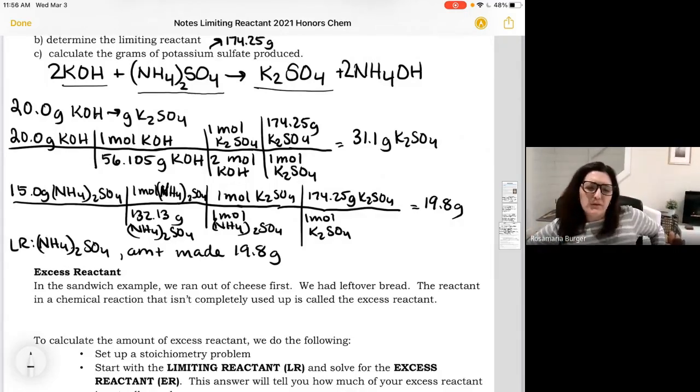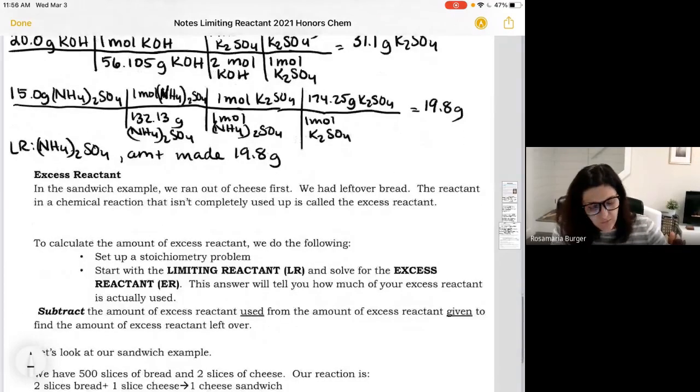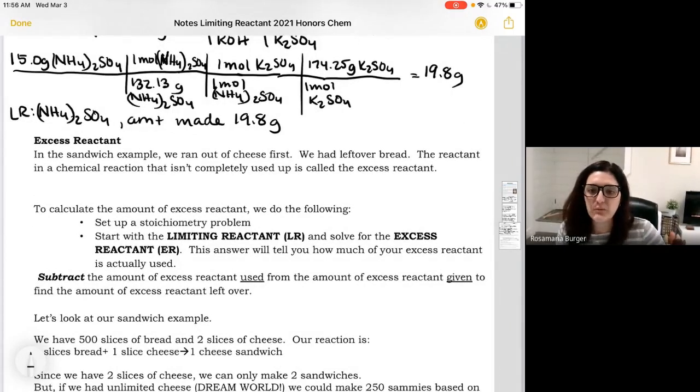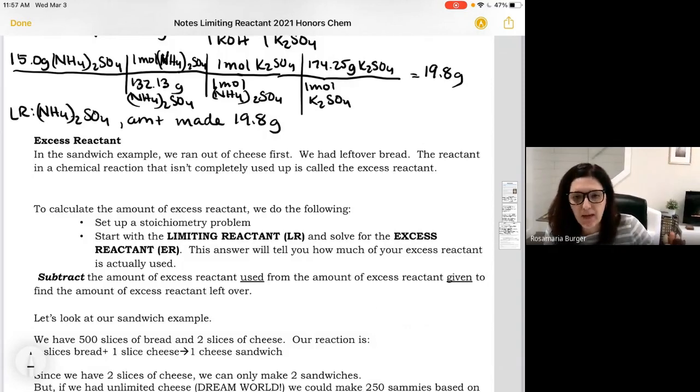Hey, but don't you ever wonder how much of the other thing is left over when this reaction is completed? Because I wondered, okay? In our sandwich example, we ran out of cheese first. We had leftover bread, and the reactant that isn't completely used up is called the excess reactant, which means we have an extra of it, okay? So we can calculate the amount of excess reactant, okay? We start with a limiting reactant and solve for the excess reactant. And this will tell you how much of your excess reactant is actually used, okay?